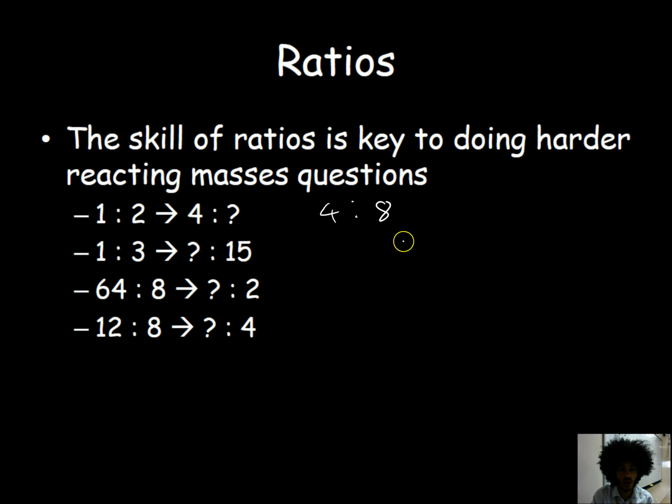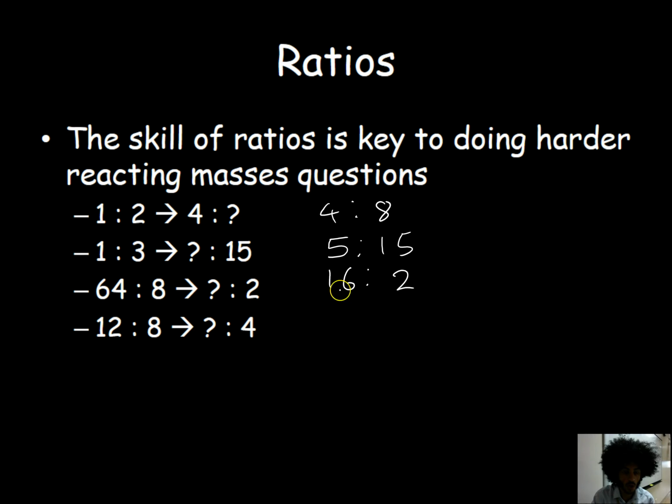Sometimes you have to really show the working if you're not comfortable with it, but that's okay. If I've got a 1:3 ratio going from something to 15, I need to find the common factor, and the common factor from 3 to 15 is 5. So it has to be a 5:15 ratio. It's a little bit different when I'm going down. So 64:8 to something to 2. So it's going down by a factor of 4, I believe. So that must be 16 to 2.